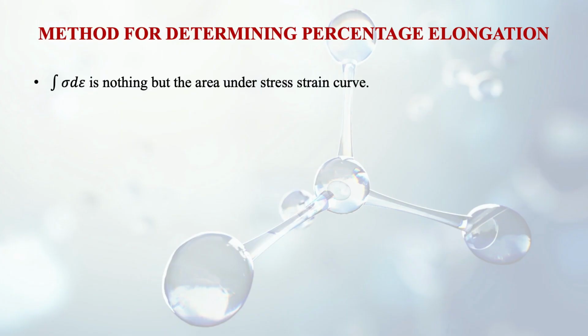Why is it happening? Because as described earlier, P by A0 is sigma, that is stress, and dl by L0 is nothing but strain. So it becomes the integral of sigma d epsilon. So this is a proof. That means this integral is giving us the area under the stress strain curve. So that is what toughness is.